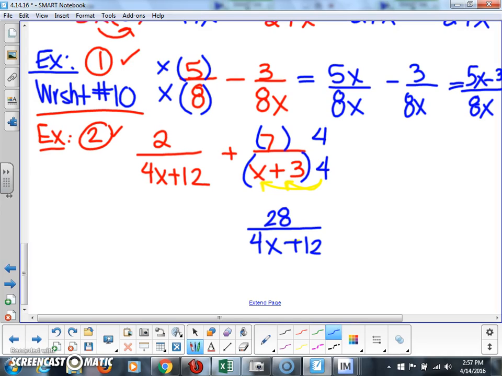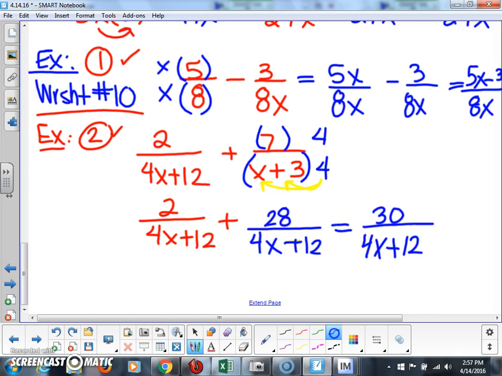So 7 over x plus 3 is actually equal to 28 over 4x plus 12. Okay, I'm going to leave the first fraction the same, 2 over 4x plus 12, and I'm adding both of the fractions together. Are my denominators the same? Yes, so now can I add straight across? Yes. So 28 plus 2 is 30 over 4x plus 12.